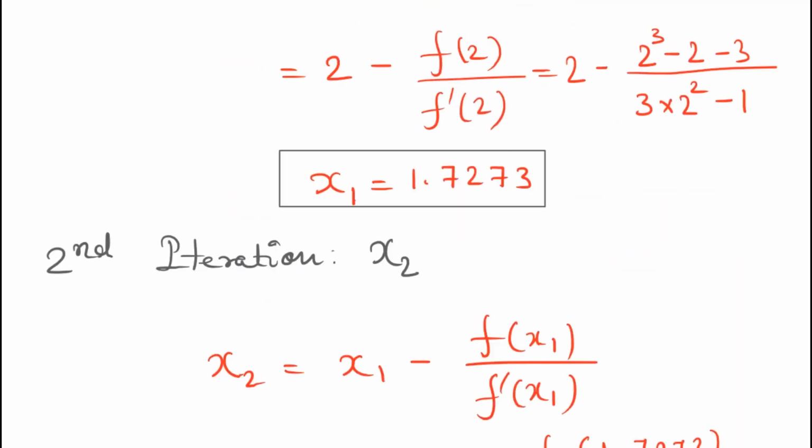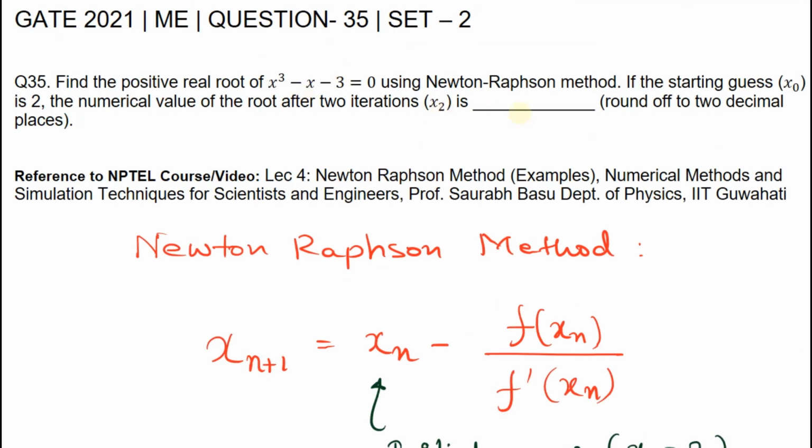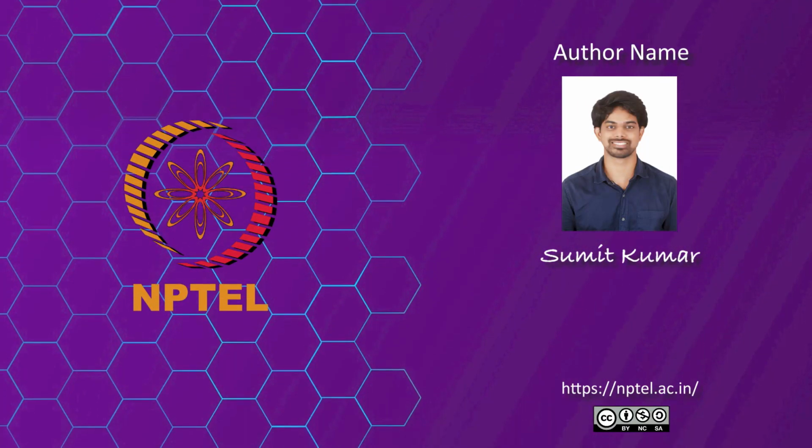Now let's go back to the problem and fill in the blank. So x2 is 1.67. To get more information on the Newton-Raphson method, you can refer to the NPTEL course lecture number 4, Newton-Raphson method examples, on numerical methods and simulation techniques for scientists and engineers by Professor Saurabh Basu of the Department of Physics at IIT Guwahati.